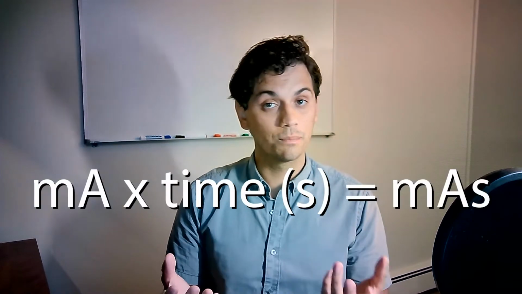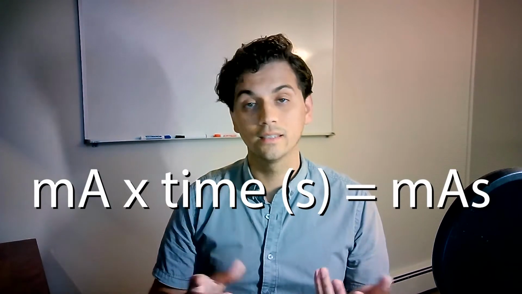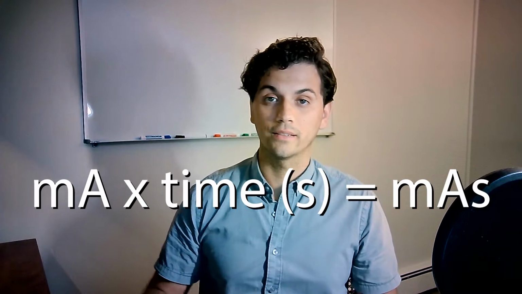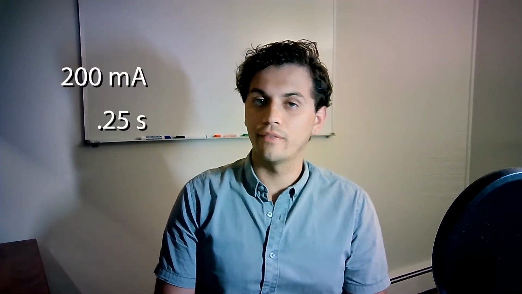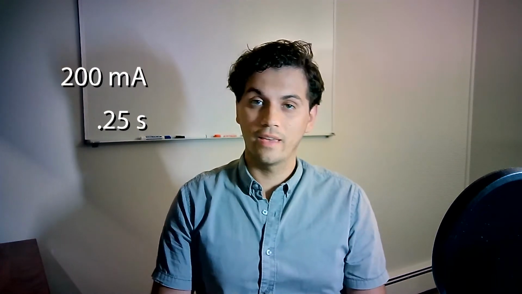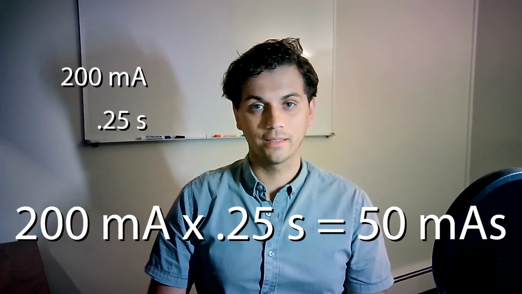So if you're given the mA and the time in seconds, it's very simple to find the mAs. All you need to do is take the mA and multiply it by the time in seconds, and there you go. You have your mAs. For example, if your problem says that your mA is set to 200 and your time is 0.25 seconds, you just multiply 200 times 0.25 and you get 50 mAs.